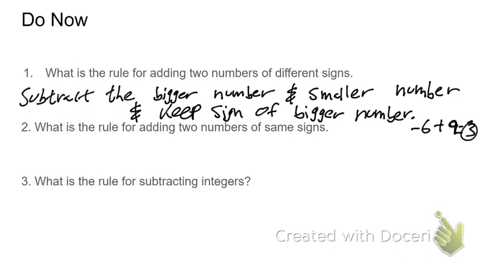Second one, what's the rule for adding 2 numbers of the same sign? So what if you're adding 2 negative numbers? Remember, in this case, both arrows are going to go the same way, right? It's going to go either to the right and to the right even more, or to the left and to the left even more, depending on if it's positive or negative. The arrows are both going in the same direction, so it's like you're combining them. So if you're adding 2 numbers of the same sign, simply add the 2 numbers and keep the sign.